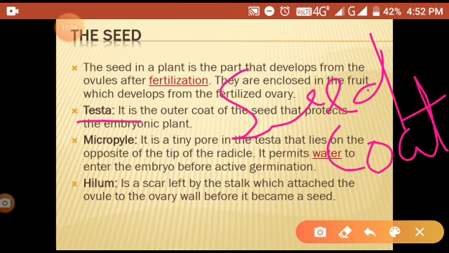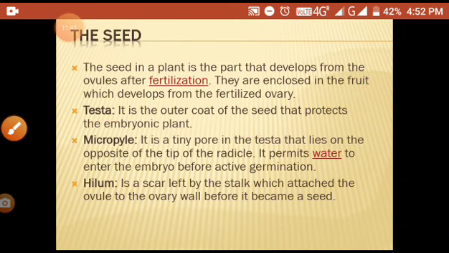Next is the micropyle. It is a tiny pore in the testa that lies opposite the tip of the radicle. It permits water to enter the embryo before active germination. So one scar or pore is present in the seed, and that scar is called the micropyle. With the help of this micropyle, water can enter for embryonic development.